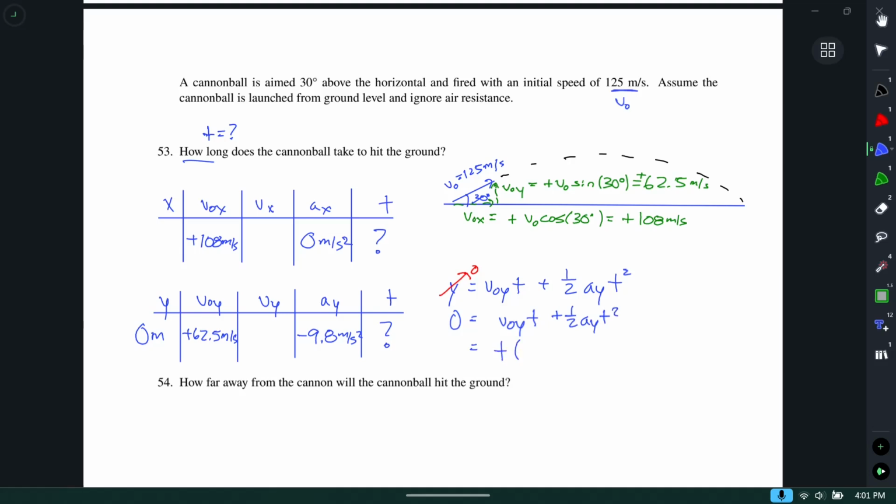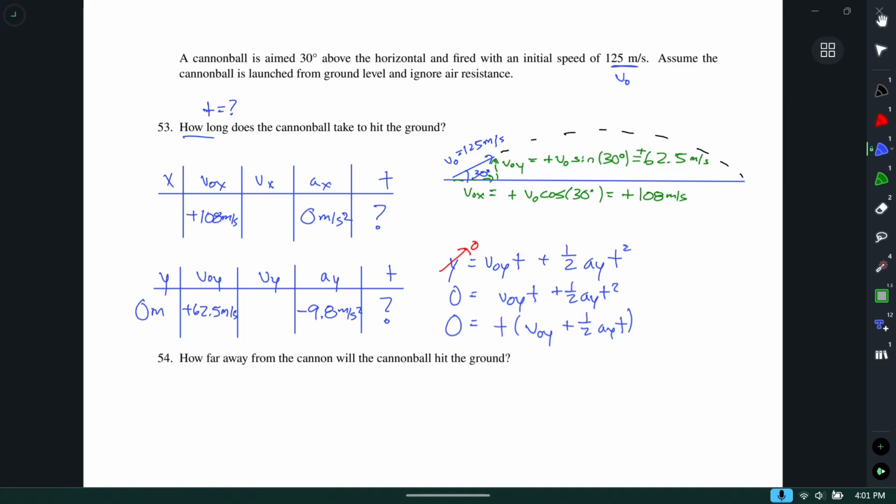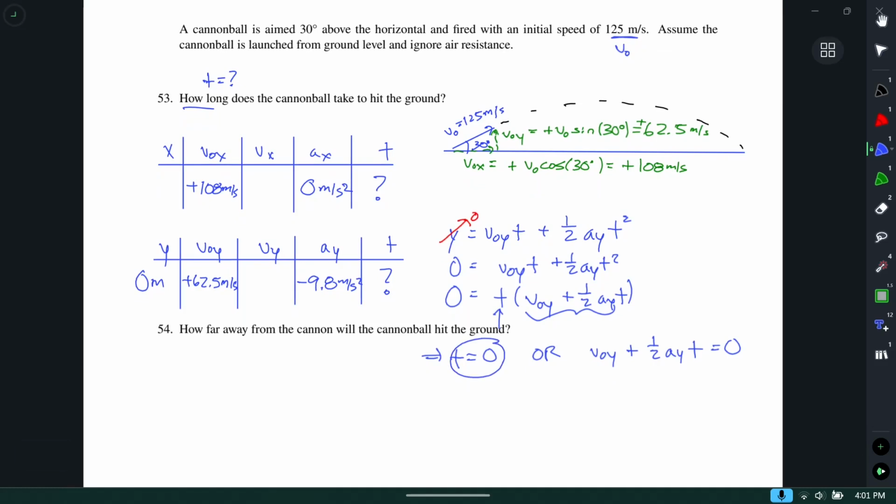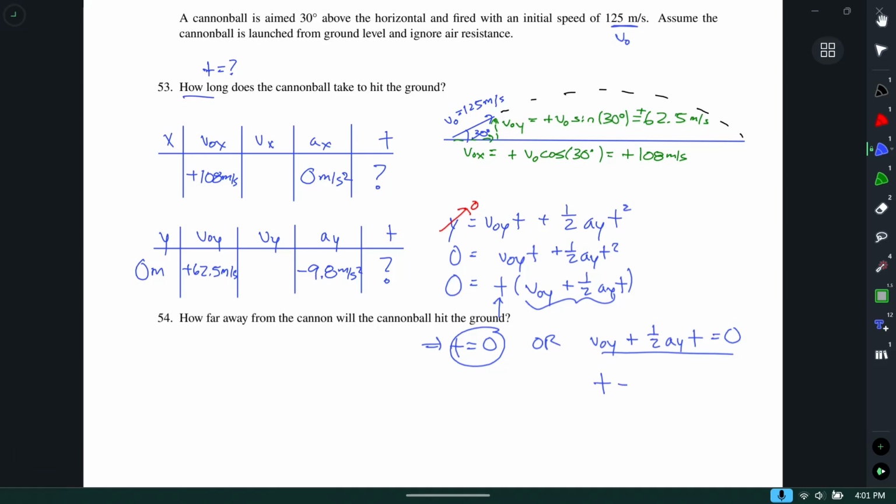I can factor out time. If the left-hand side of this is 0, either this has got to be 0 or this whole thing has got to be 0. So that means either time is 0 or the stuff in parentheses is 0. I don't want this solution because that's when I first launched the cannonball. That is a time when it's at 0 meters off the ground, but it's the start of the problem. This is the one where it lands, where it hits the ground again. So I'll solve that.